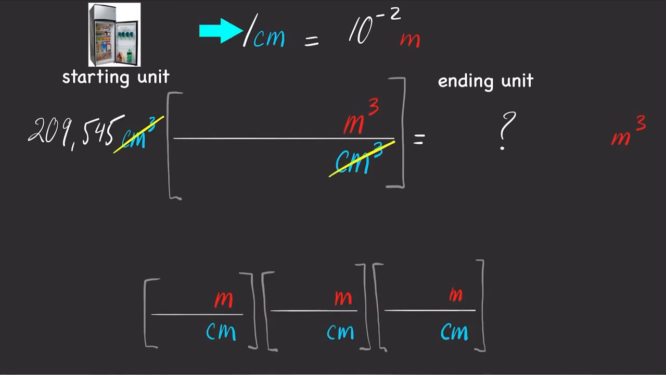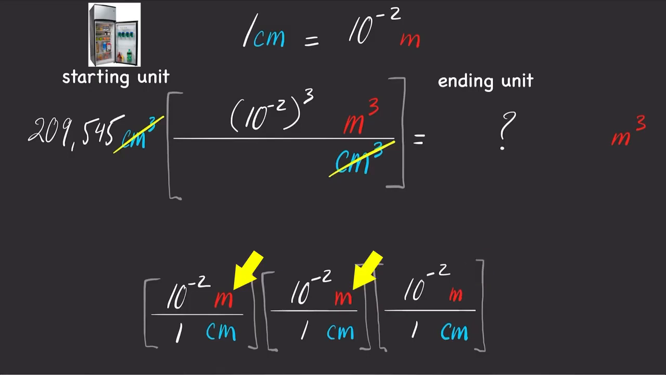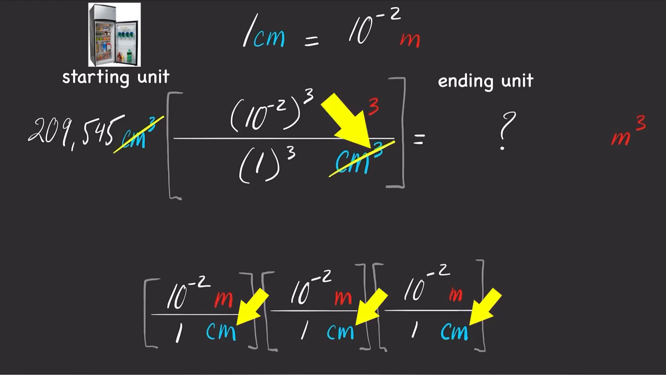Knowing centi means 10 to the negative second, which has a negative exponent, and centimeters are smaller than meters, placing 10 to the negative second next to the meter will make it smaller and equivalent to 1 centimeter. So, in the numerator, 10 to the negative second times 10 to the negative second times 10 to the negative second is 10 to the negative second cubed. Meters times meters times meters is cubic meters. And in the denominator, 1 times 1 times 1 is 1 cubed. Centimeters times centimeters times centimeters is cubic centimeters.